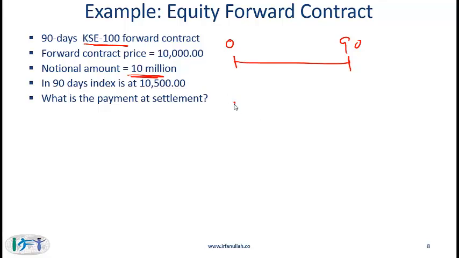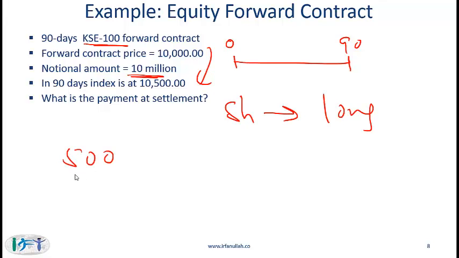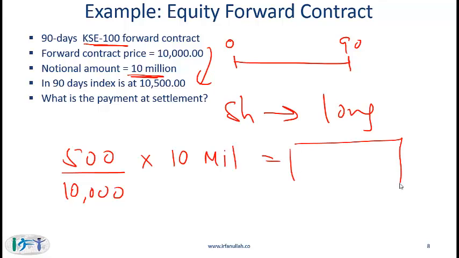In this case, the short is going to make a payment to the long because the underlying has gone up. And we figure out how much the underlying has gone up in percentage terms. So the underlying has gone up by 500 divided by 10,000. And then we multiply this by the notional principal of 10 million. This amount that we calculate is the amount that the short will have to pay the long. Once you do the calculation, you will see that the amount is 500,000.